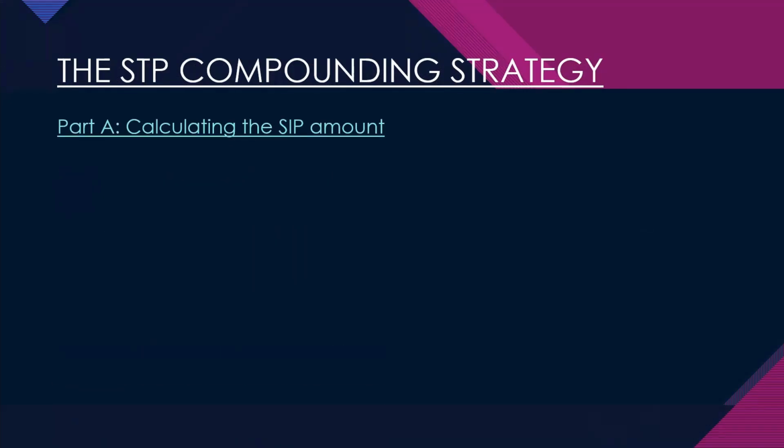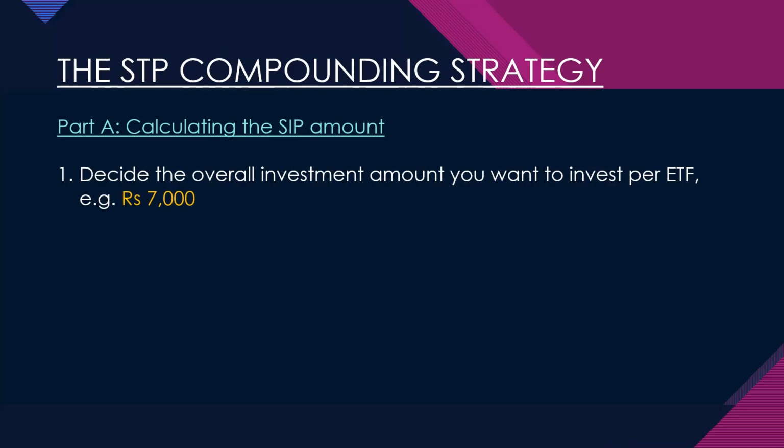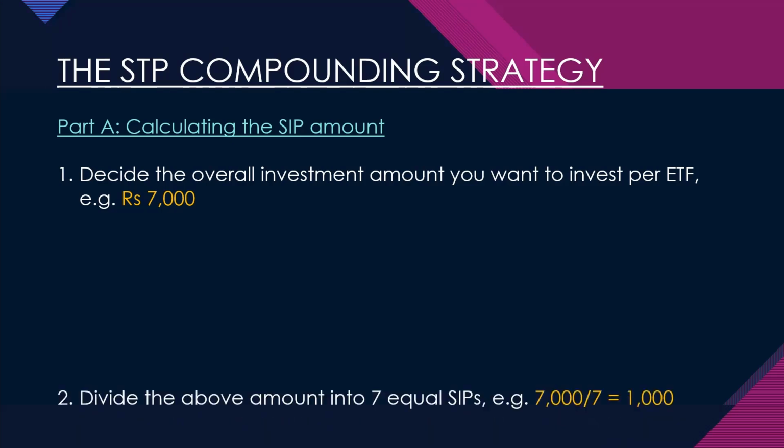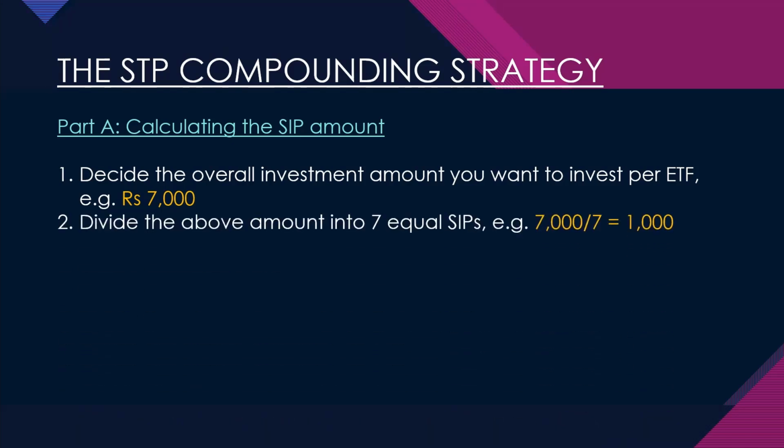So we will divide this into three parts. Part A is calculating the SIP amount that we would be using to invest in every investment period. So suppose you have 7,000 rupees which you want to invest in a particular ETF. So this amount can be 7,000, 9,000, 10,000, any amount. I'm just giving you an example of 7,000. So what you have to do is divide it by 7. So we are dividing it into equal 7 SIPs. So one installment would be, or one SIP would be of 1,000 rupees.